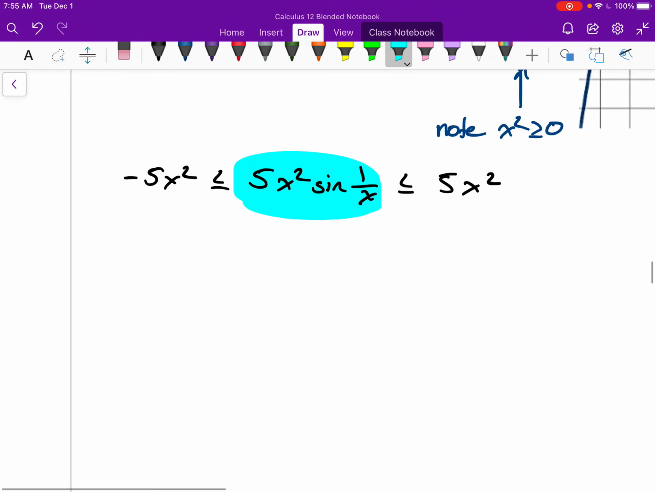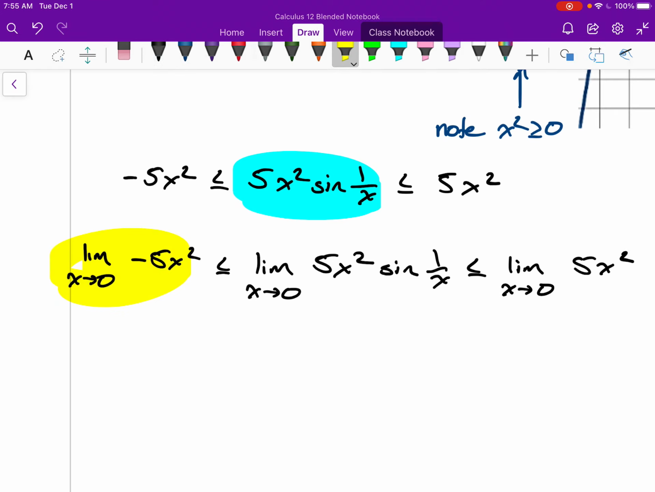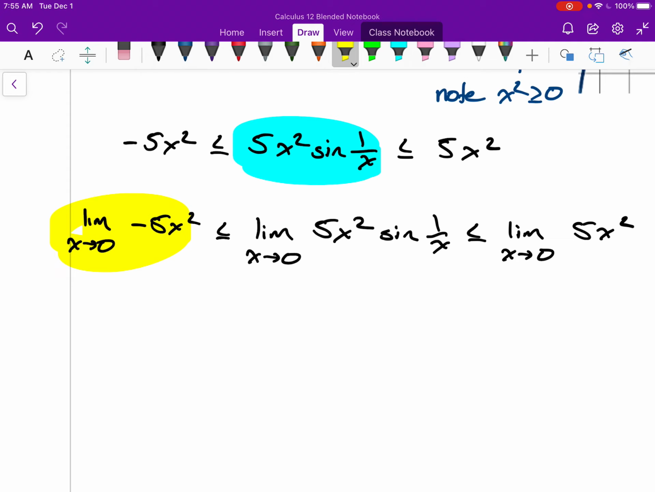And so I'm now going to find the limit of all of this at the same time as x approaches 0. The limit as x approaches 0 of negative 5x squared. The limit as x approaches 0 of all of this. And the limit as x approaches 0 of positive 5x squared. So here's the idea. This I can find the limit of quite nicely. The limit as x approaches 0 of negative 5x squared.